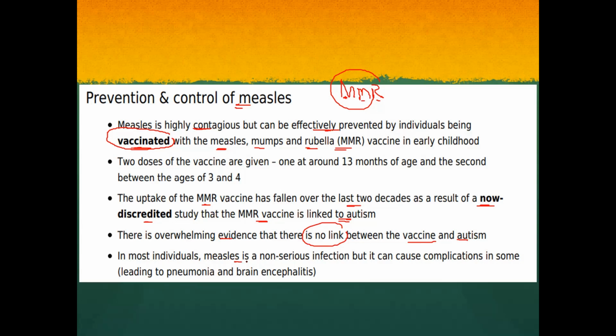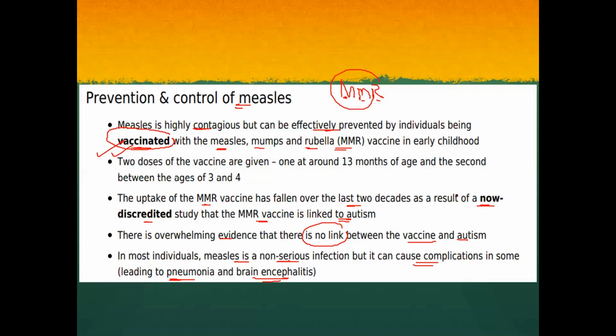So in most individuals, measles is a non-serious infection, but it can cause complications in some cases, leading to pneumonia and brain encephalitis, right? Other than that, if the child is vaccinated, then definitely they will not have measles. But mostly people who are not vaccinated get affected by measles.